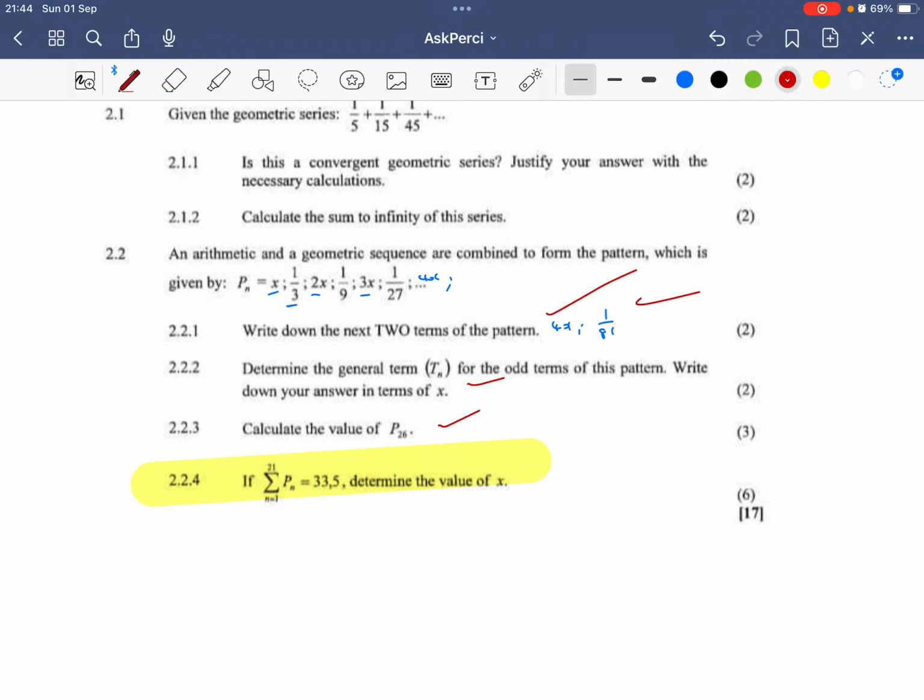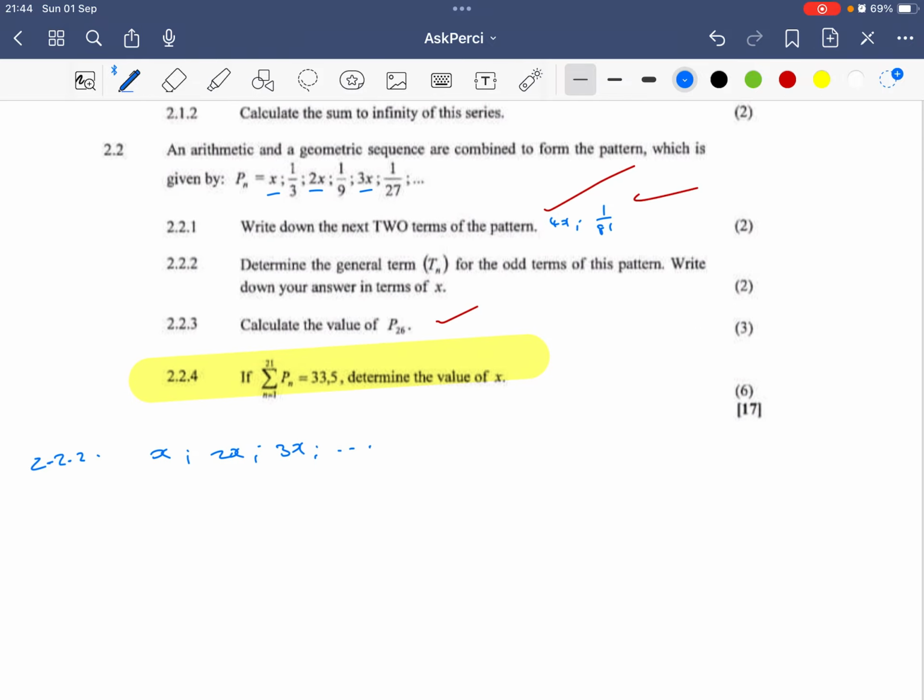So 2.2, determine the general term for the odd terms of this pattern. Write down your answers in terms of x. Okay, great. So that's what they're saying here, for the odd terms of this pattern. The odd numbers are 1, 3, 5. So that's the odd terms. So the odd terms of this pattern are x, 2x, 3x. Okay, great.